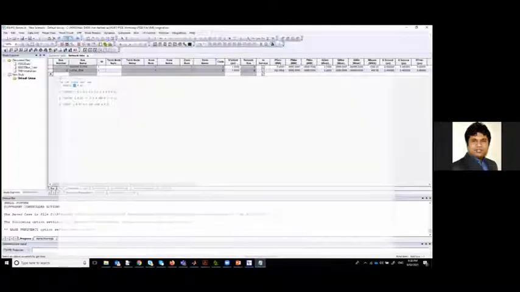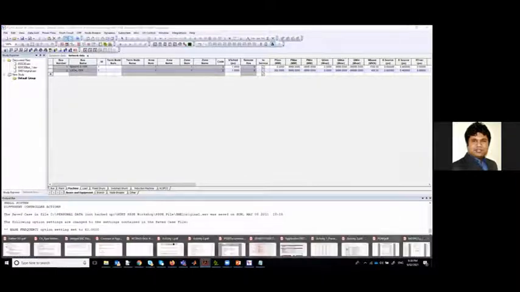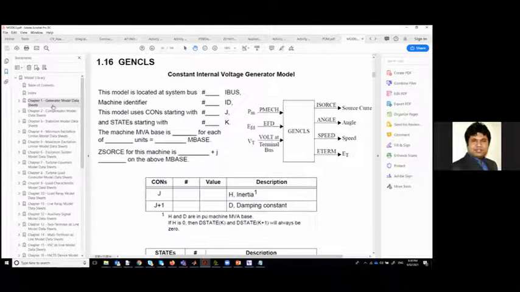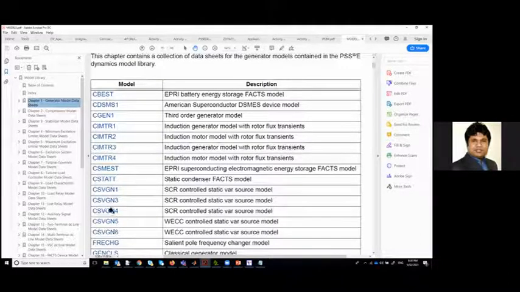Now, other information: CON J, J+1. That means you need to put inertia and, sorry, GENCLS, let's go there.